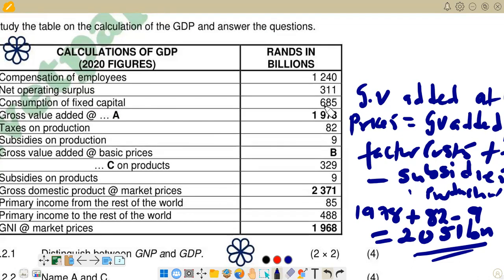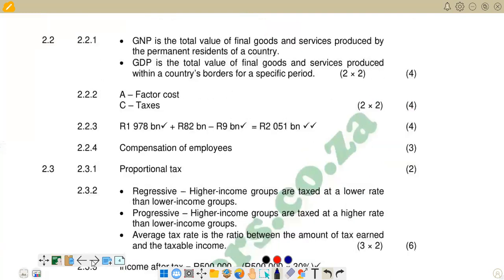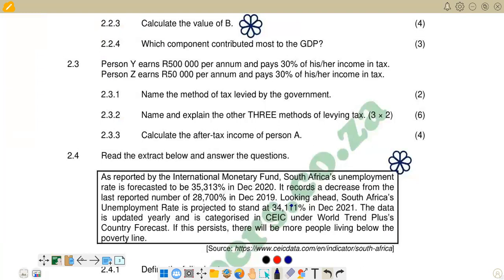So compensation of employees is the greatest figure that we have there. So you will see that in our answer section, compensation of employees is the answer. So we go to the next question and try to see what we have there.